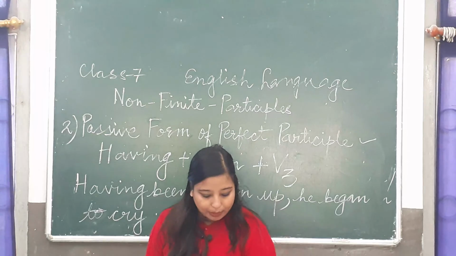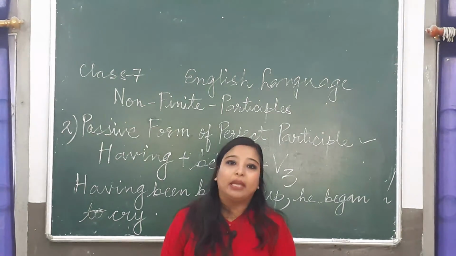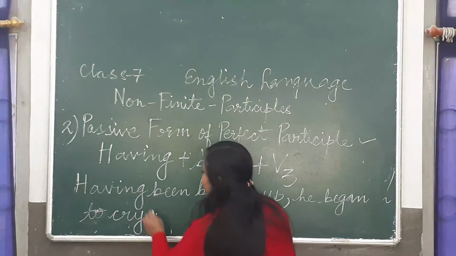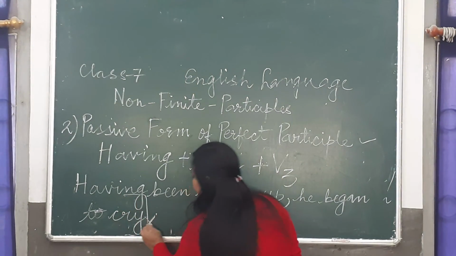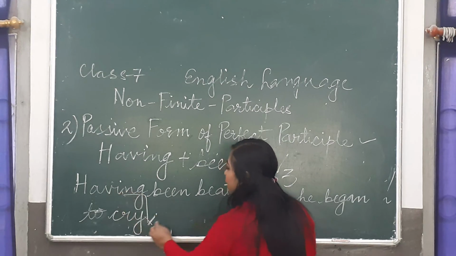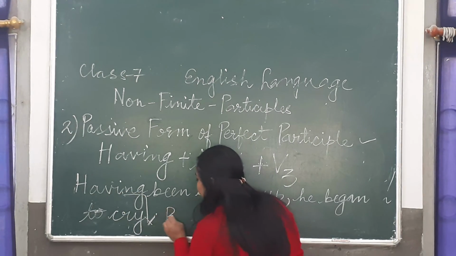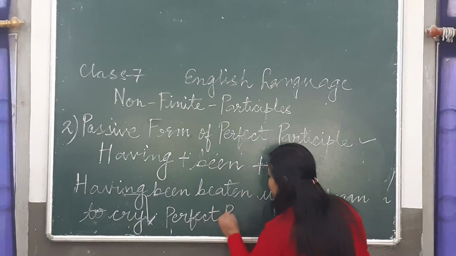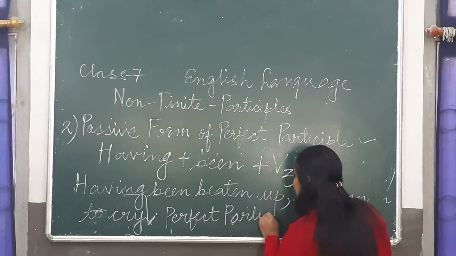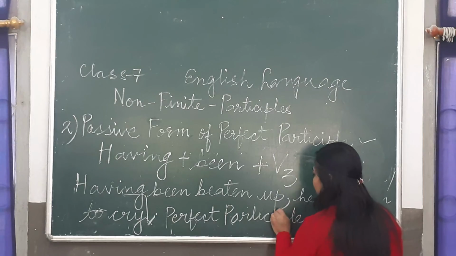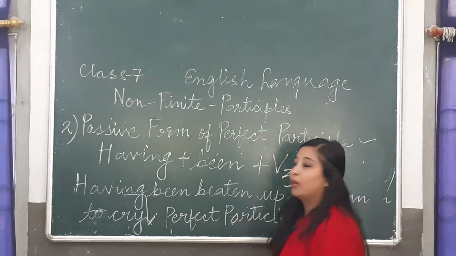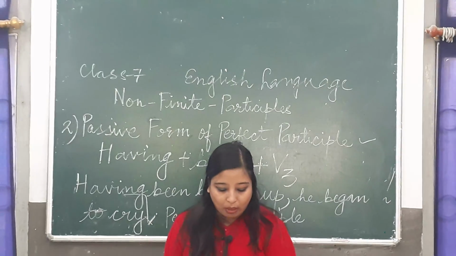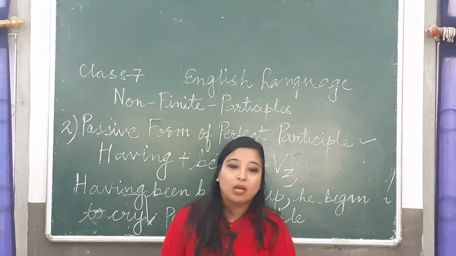Okay, another example I'm going to give you. Having been defeated, he fled. So this having over here, see children, it is known as the perfect participle in the passive form. Okay, so this marks the end of the chapter on non-finite verbs, participles.